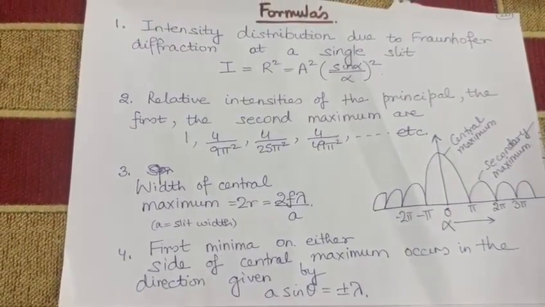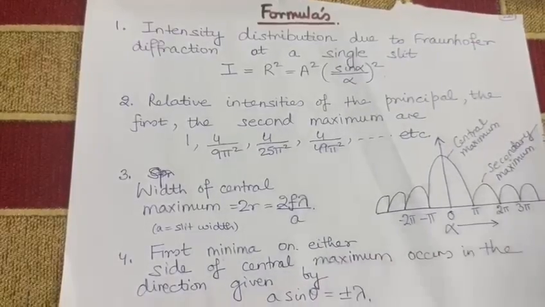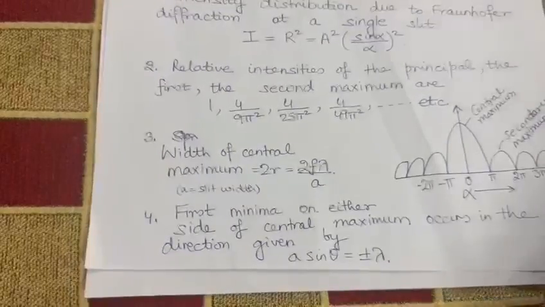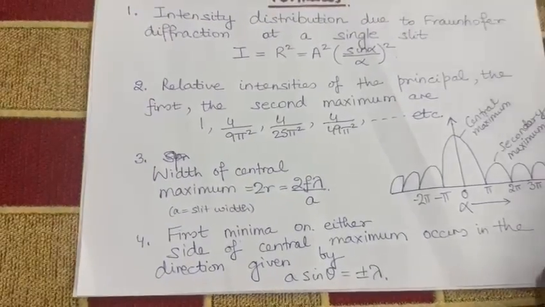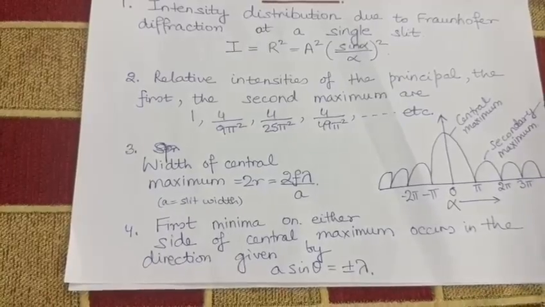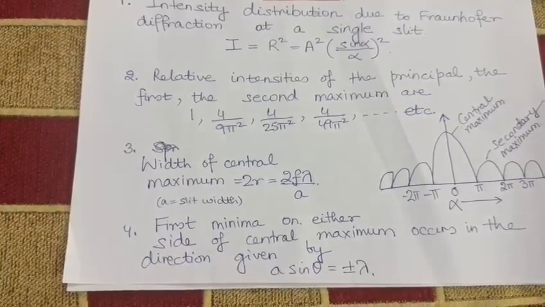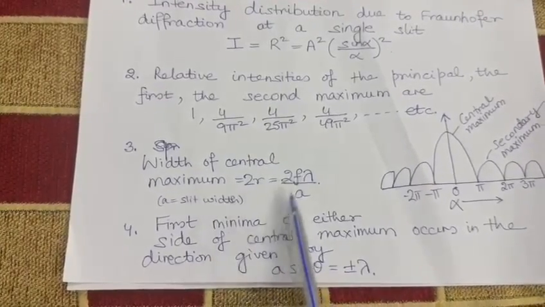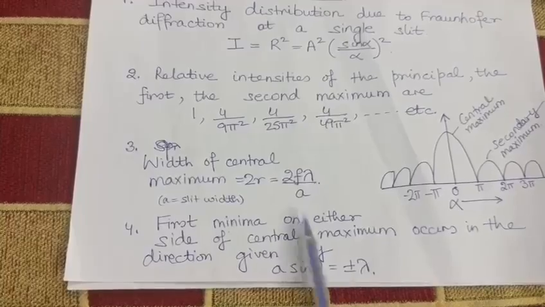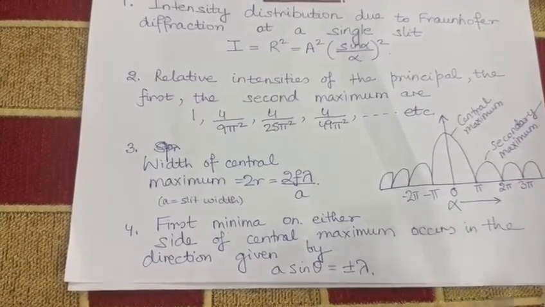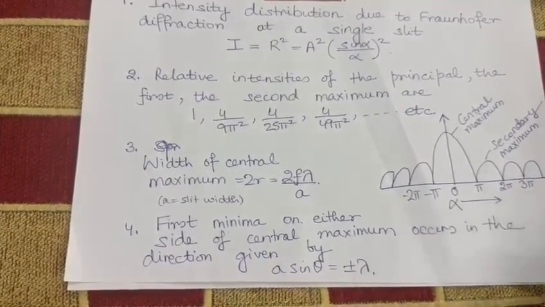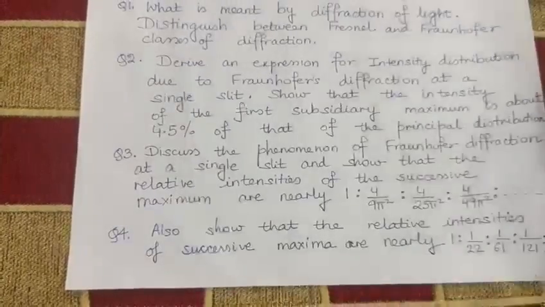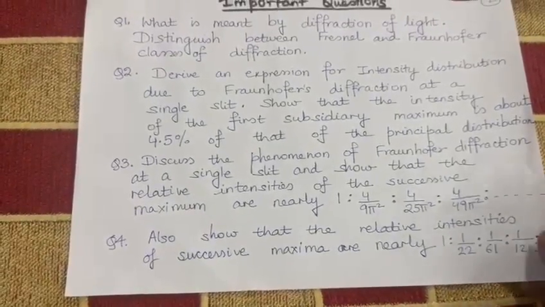What were the important formulas in today's lecture? Intensity distribution due to Fraunhofer diffraction at a single slit is given by a square sine squared alpha upon alpha squared. The resultant intensities of the principal maxima are in the ratio 1 : 4/9 pi square : 4/25 pi square. The width of the central maxima is 2f lambda by a, and the first minima on either side of the central maxima occur in the direction given by a sin theta equal to plus minus lambda.